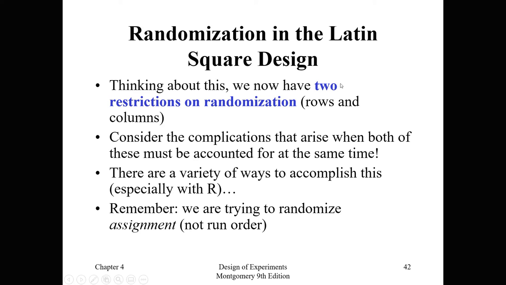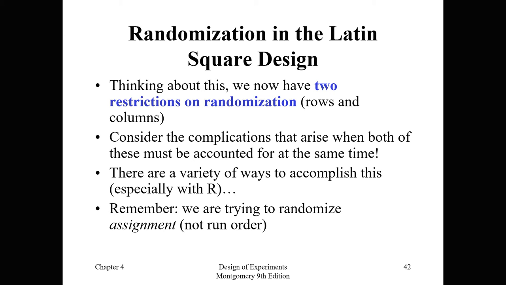So there are a variety of ways to work on this randomization in the Latin square. We're just going to talk about one of them that we're going to present, like how you would do it by hand. But in R, there's definitely more ways that you could do this. So remember, our goal is not necessarily about randomizing run order. Our goal is in randomizing the assignment.